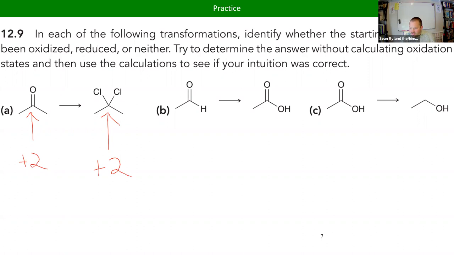And the carbon in the middle, the number 2 carbon, went from a +2 oxidation state to also a +2 oxidation state, because we have just as many carbon to electronegative atom bonds as we did before. We had two carbon-oxygen bonds. Now we have two carbon-chlorine bonds. So a reaction definitely happened, but it wasn't a redox reaction, because the oxidation state on the carbon didn't change.